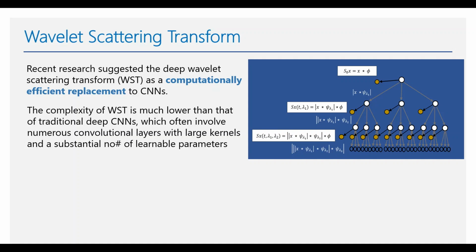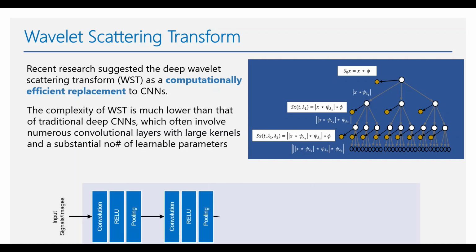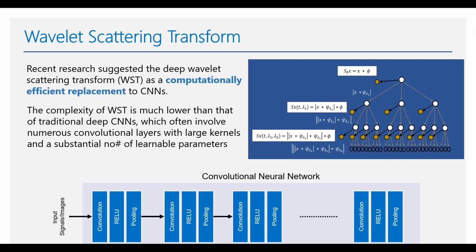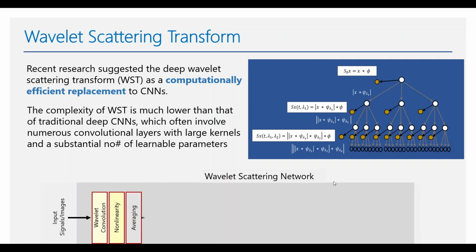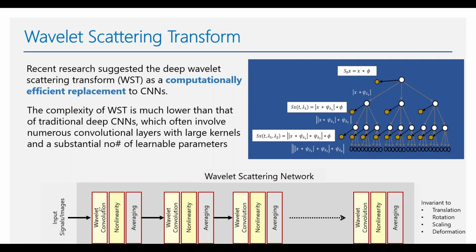So in a typical CNN, as you know, the layers are made of consecutive repetitions of convolution, ReLU, pooling, and as you can see, convolution, ReLU, pooling and so on, while in the wavelet scattering transform, what we have over there is actually wavelet convolution, nonlinearity, and averaging, and we keep repeating that just like we do with the typical CNN.